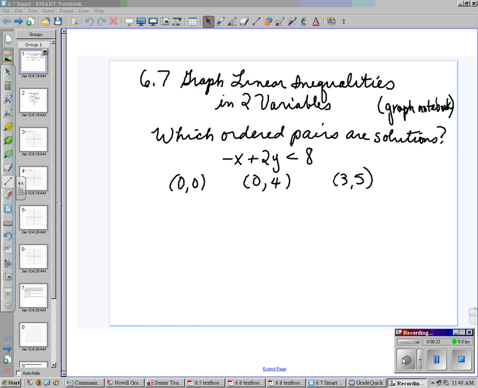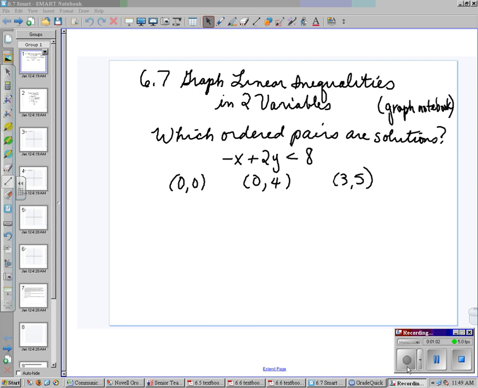I want you to take a moment. I want you to talk to your partner to decide, how do you know if any one of those, or more than one of those ordered pairs are actually solutions to the inequality? Talk to your neighbor, please. How do you determine whether one of those ordered pairs is a solution or not? Rebecca? Don't you plug them in X and Y? Exactly. You plug in the numbers for X and Y and see if it gives you what kind of statement? True or false. Whether it gives you a true or a false statement.